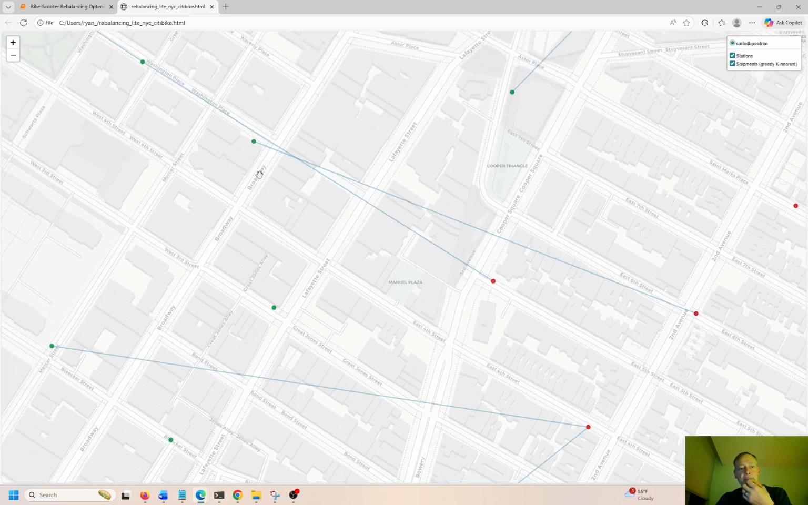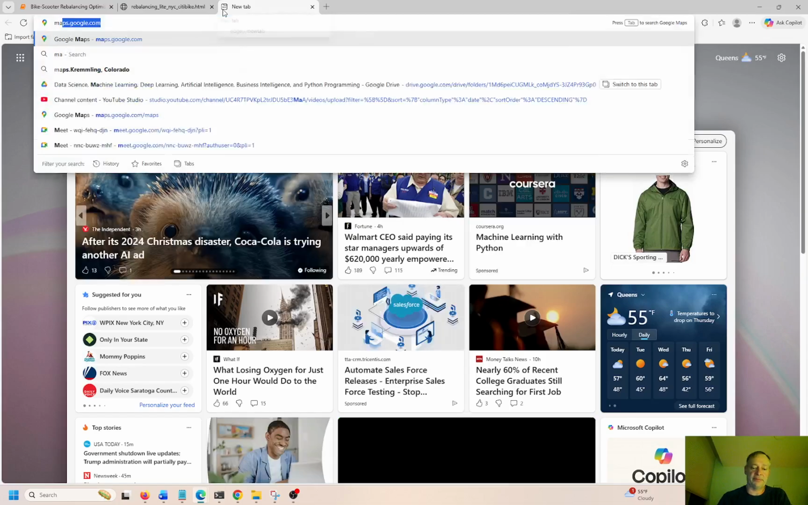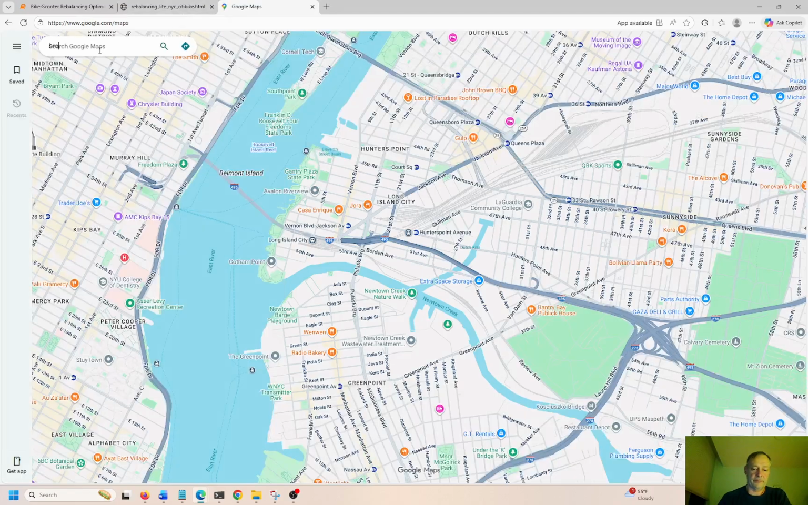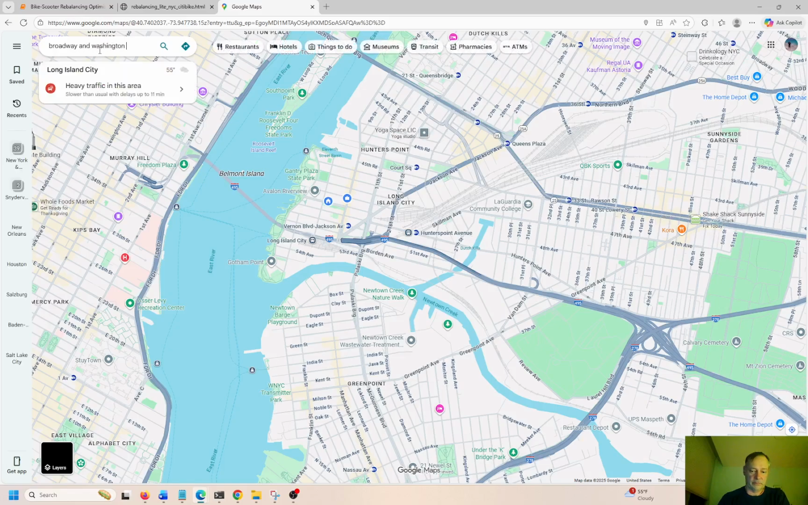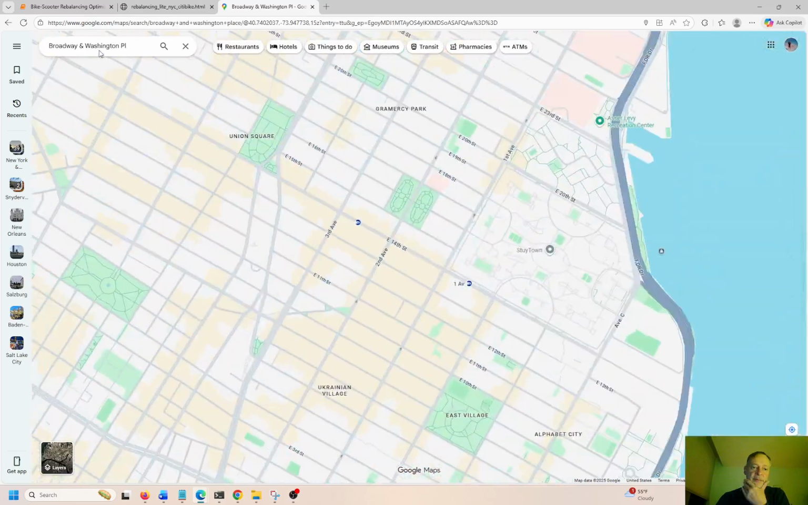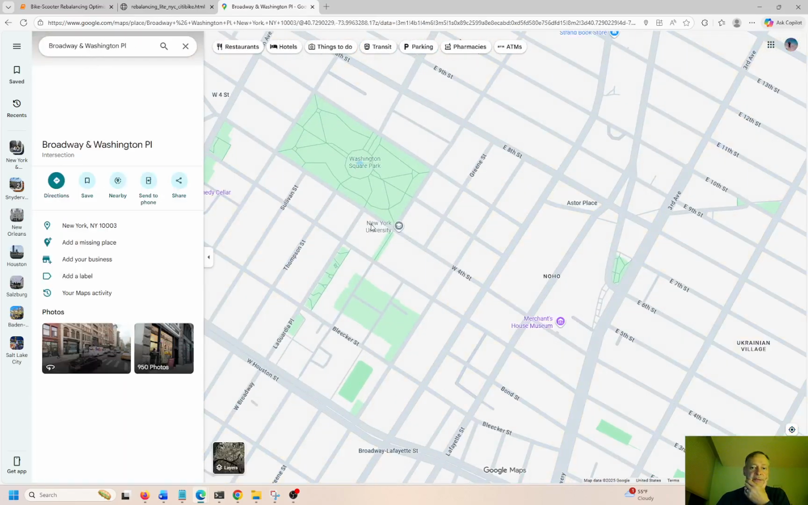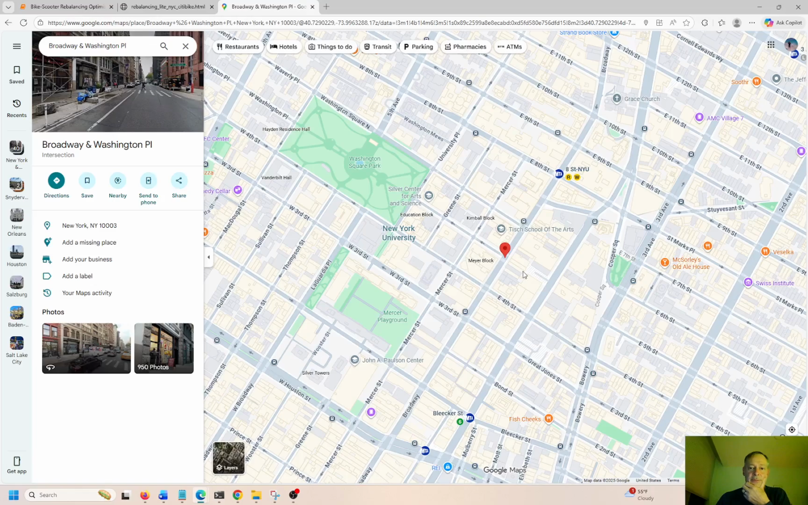And if I look at Google Maps, Broadway and Washington Place, let me see if I can find this actual thing. Oops. Broadway and Washington Place. Okay, Google Maps will take us right there. It's looking pretty good, guys. Looking pretty good. So where's my Broadway and Washington Place? Is that it? See Broadway.